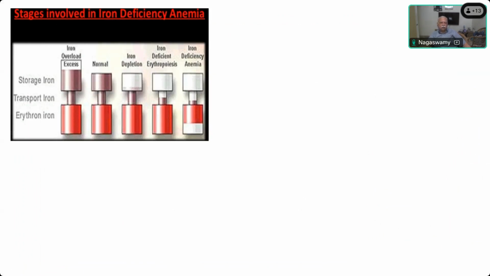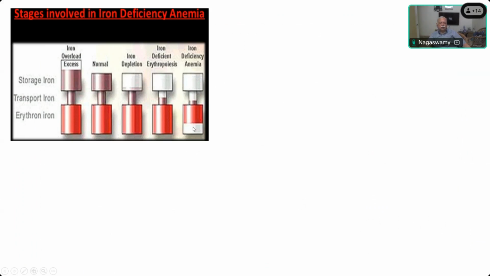The stages involved in iron deficiency anemia are storage iron, transport iron, and erythron iron. These are the three factors. So it can be an excess load, or normal, or it can be iron depletion in the form of lack of storage, or iron deficient erythropoiesis, or iron deficiency anemia. In all these, the storage iron becomes completely reduced. And in iron deficiency anemia, the erythron, that is the iron in the hemoglobin, is also low.